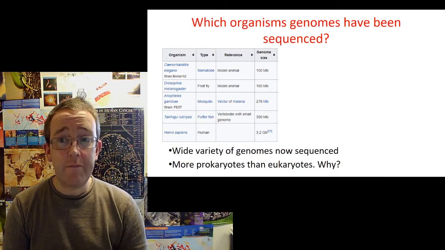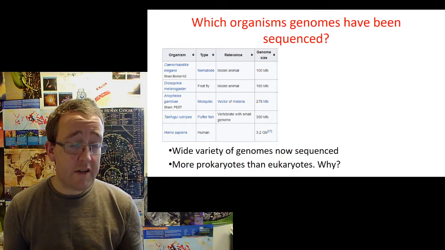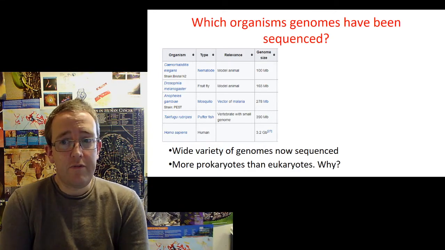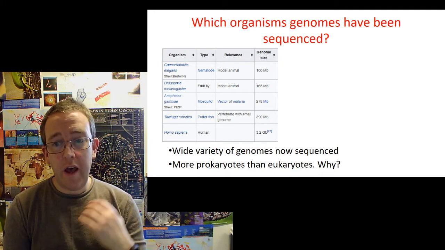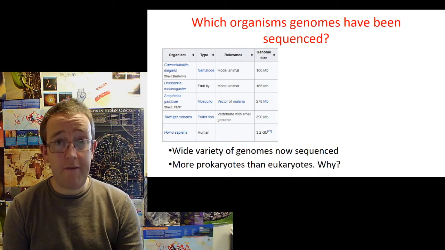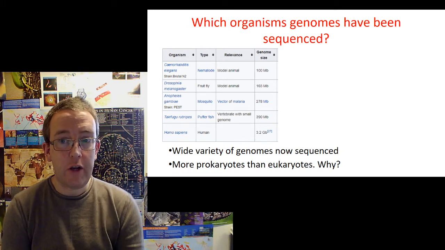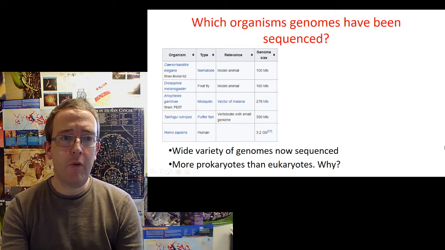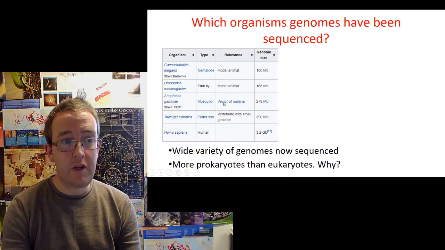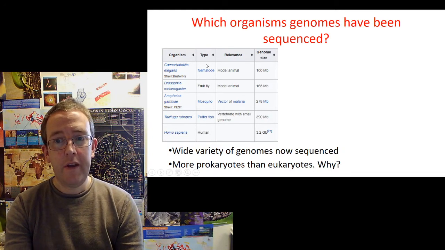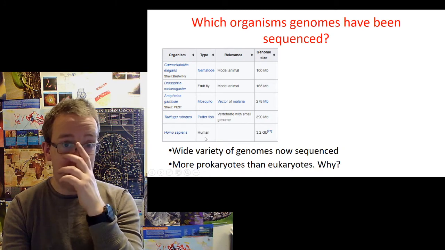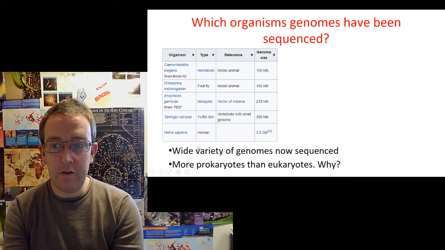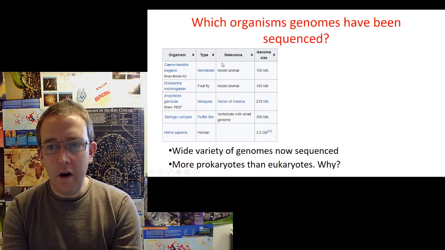Right, so let's move on, accepting that we can now sequence genomes very rapidly for a wide range of organisms, and start thinking about what sort of organisms have been sequenced. What sort of genomes have been sequenced? Well, these are some of what we call the higher organisms, the eukaryotes that we've sequenced. So you've got nematodes, fruit flies, mosquitoes, pufferfish, and of course humans, the Human Genome Project that was completed in the early 2000s.